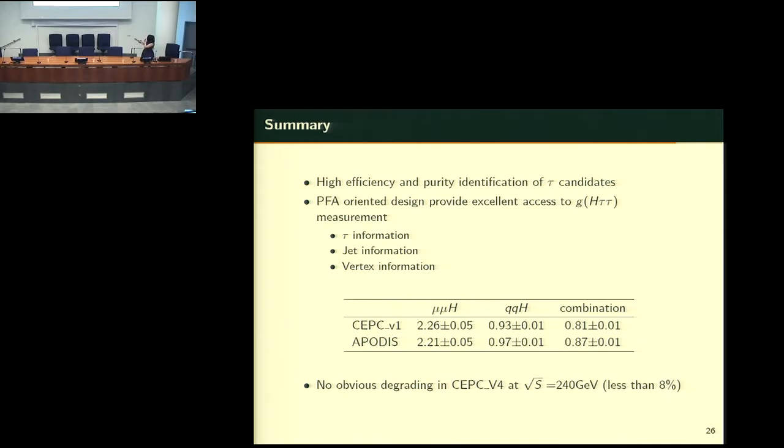And as shown here, the comparison between the CPCV1 and the PODIS at two different center of mass energies, there is less than 8% of degrading on the accuracy, which I suppose should be acceptable. Okay, so that's all. Thank you very much.